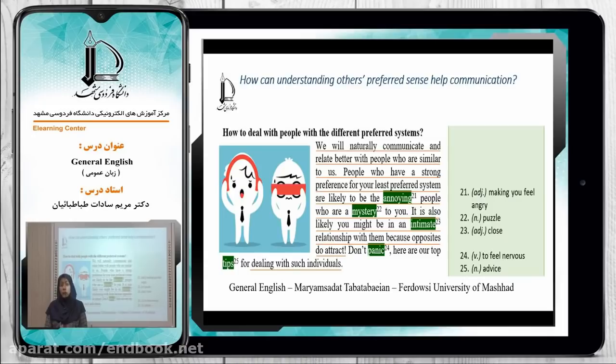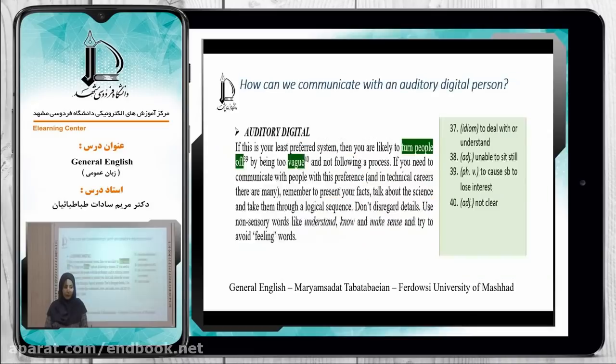So, when we know what is their preferred sense, we can easily communicate with them, or we can communicate with them better. This is the answer to the question. Next question.